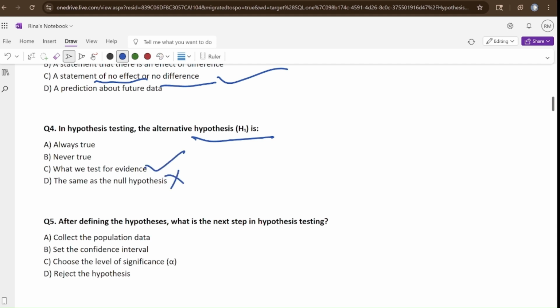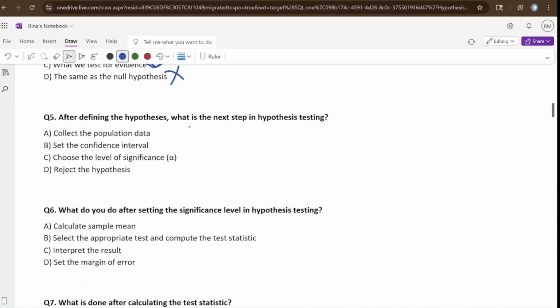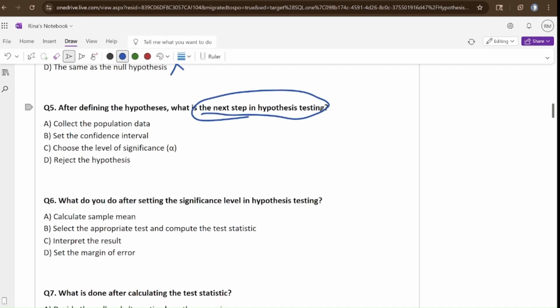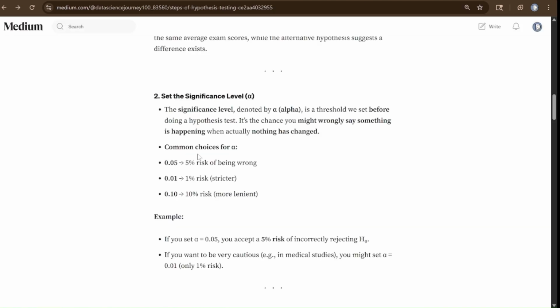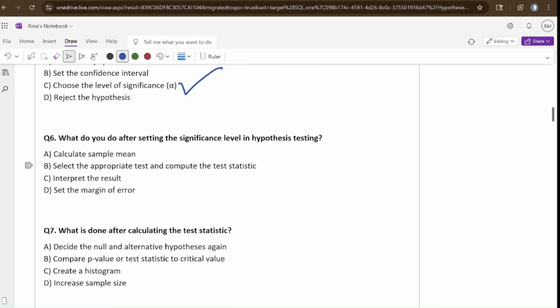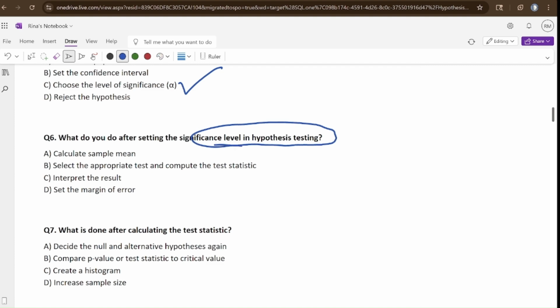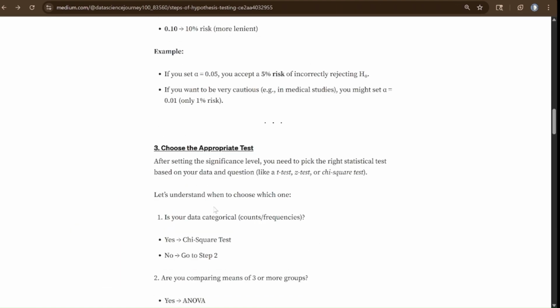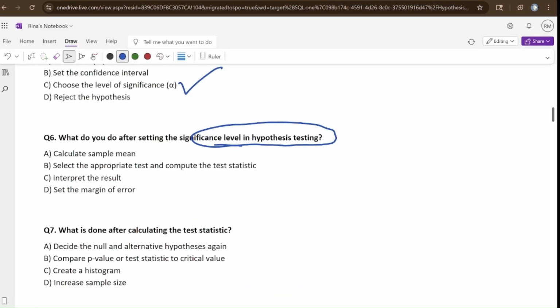What we test for evidence exactly. Okay. After defining the hypothesis, what is the next step? After defining, choose the level of significance. Second step. Okay. Now, what do you do after setting the significance level in hypothesis testing? So, what is the third step? You have to choose the appropriate test. So, select the appropriate test and compute the test statistic.